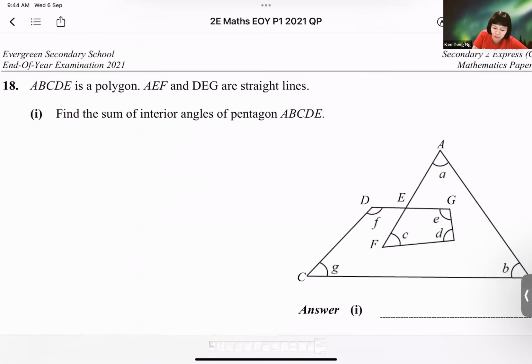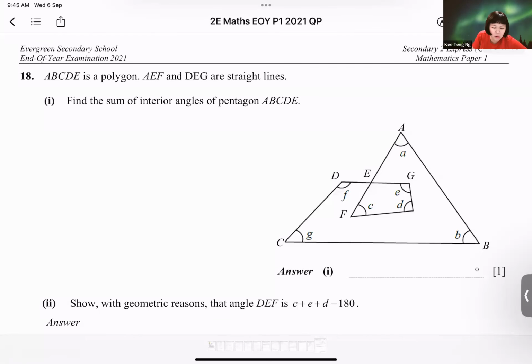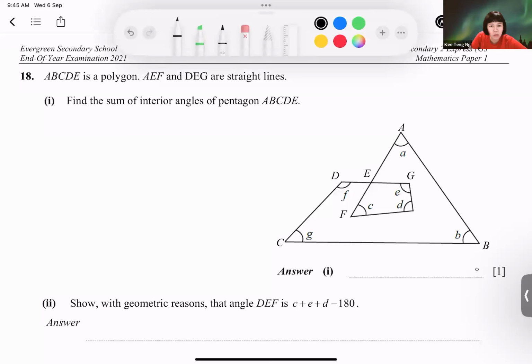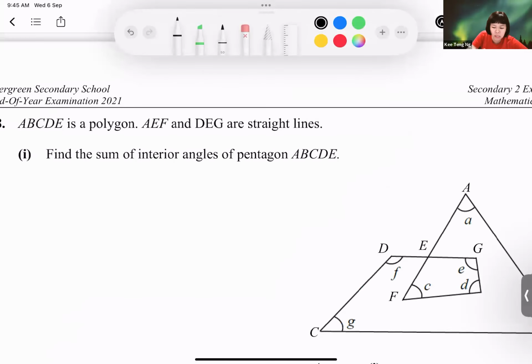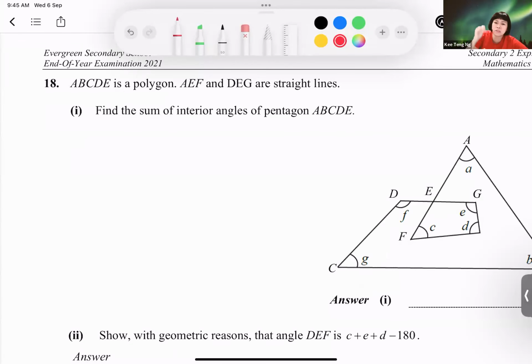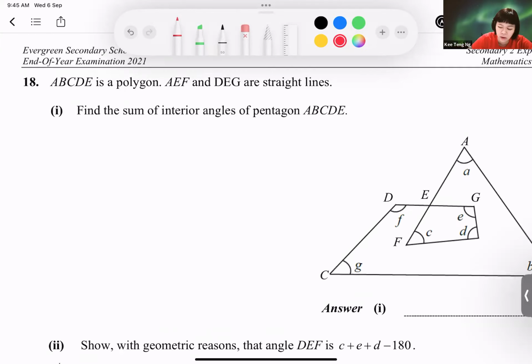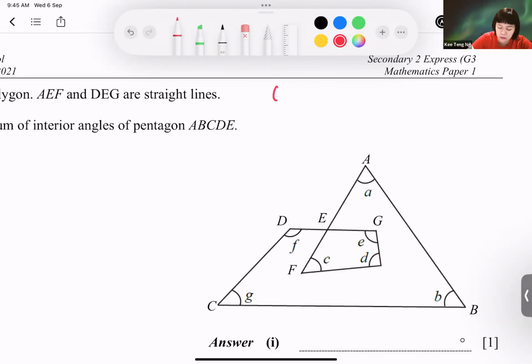Over here. Find the sum. Oh, it's a polygon. Okay, polygon, we need to recall two types of formulas. What is the sum of interior angles in a polygon? So sum of interior angles in a polygon is given by the formula n minus 2 times 180 degrees. Okay, but looking at this one, this is not even a regular polygon.